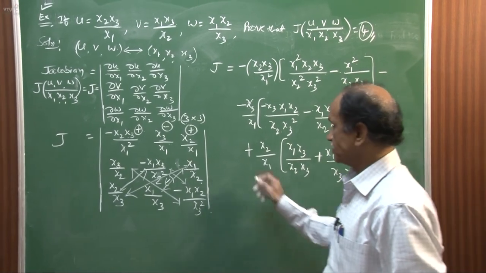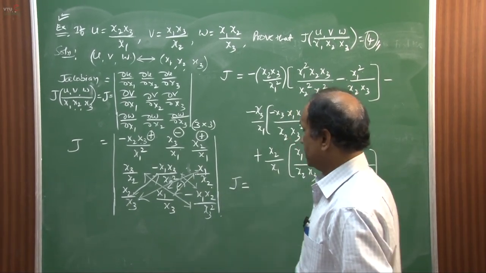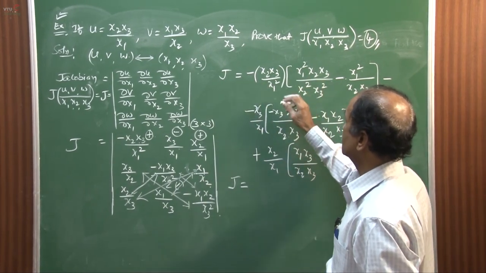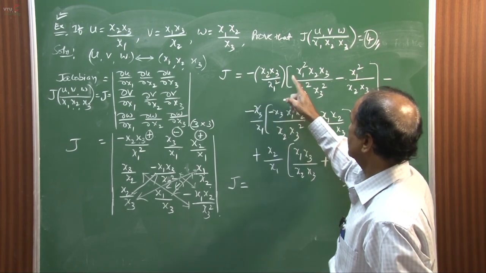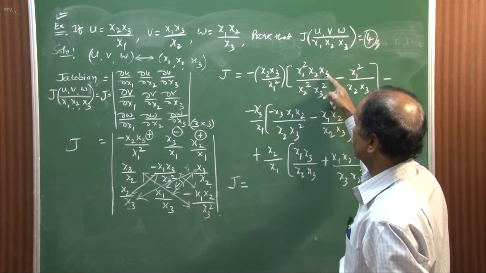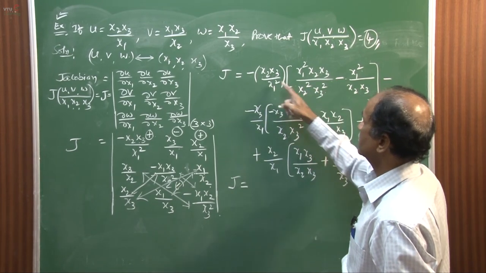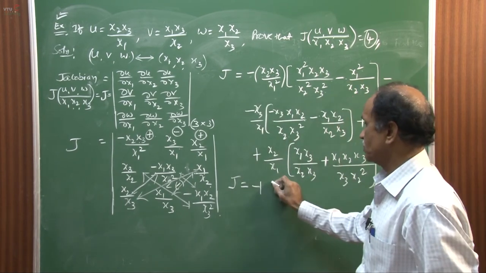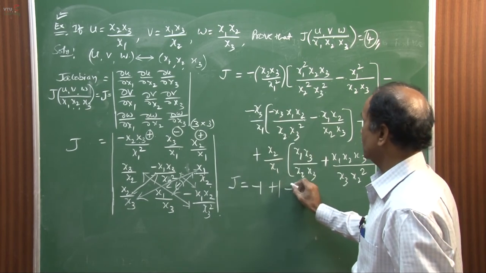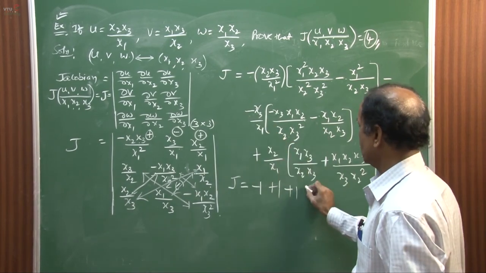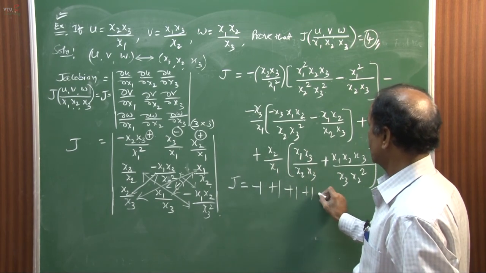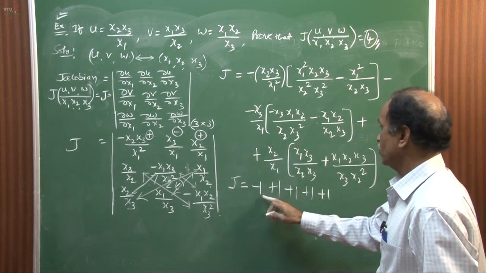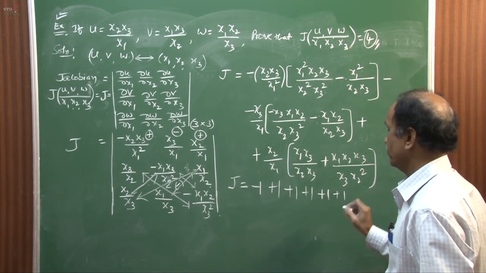I leave this part to you, but the value you have to get is 4. It will fall like this; this is minus sign, and completely all the terms will cancel. We can just verify: x2 x3, x2 square and x3 square, x1 square, x2 square, x3 square, you can cancel very easily, then minus 1 remains. Similarly, this becomes plus 1, this becomes plus 1, this becomes plus 1, and similarly this becomes plus 1, right? And this is plus 1, so 1, 2, 3, 4, 5 and plus 1.